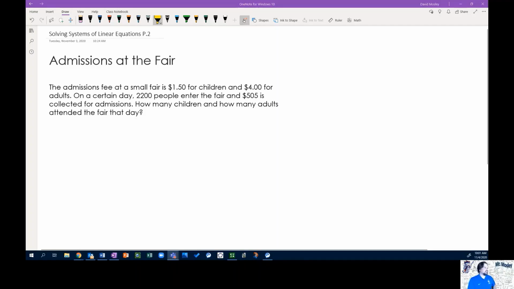We have admissions at the fair. The admissions fee at a small fair is $1.50 for children and $4 for adults. On a certain day, 2,200 people enter the fair, and $5,050 is collected for admissions. How many children and how many adults attended the fair that day?